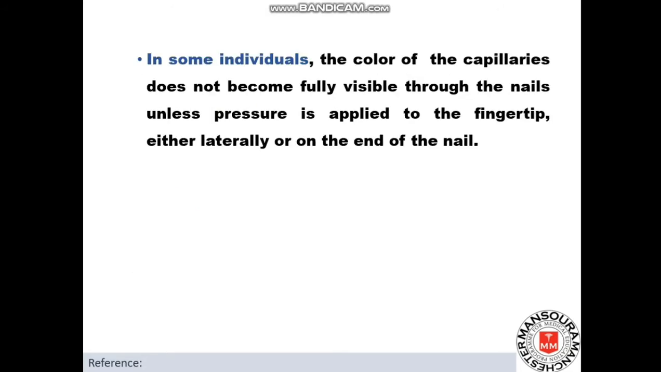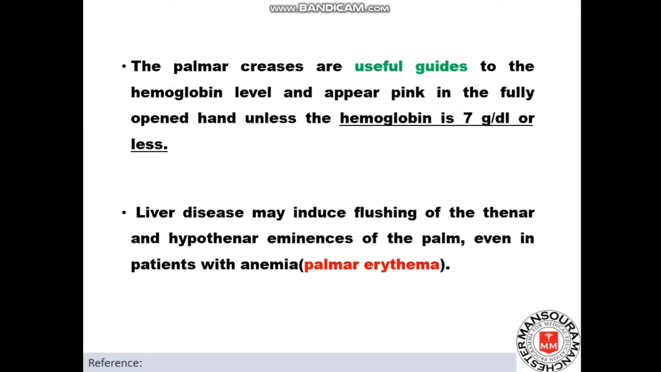In some individuals, the color of the capillaries doesn't become fully visible through the nails unless pressure is applied to the fingertip, either laterally or on the end of the nail. The palmar creases are a useful guide to the hemoglobin level and appear pink in the fully opened hand unless the hemoglobin is 7 gram per deciliter or less.